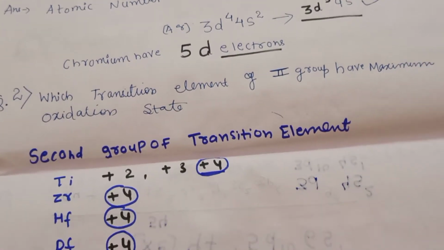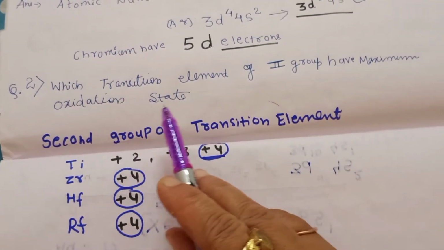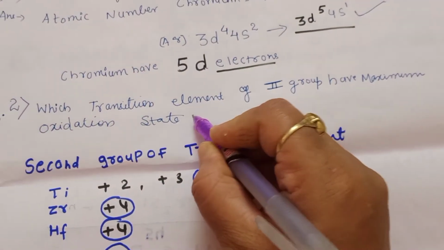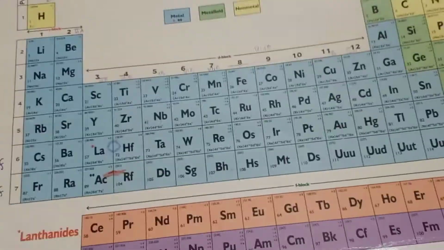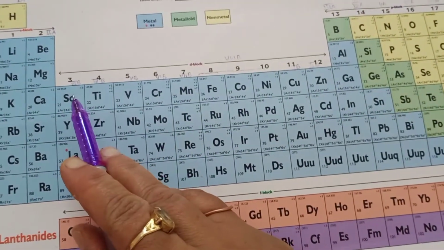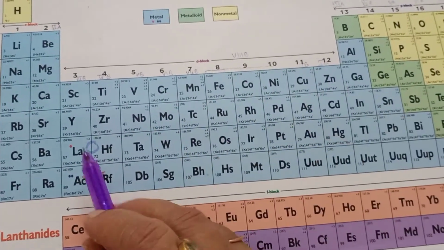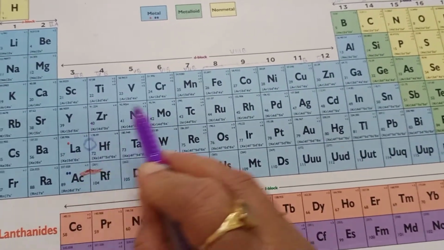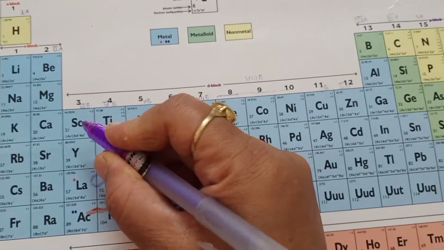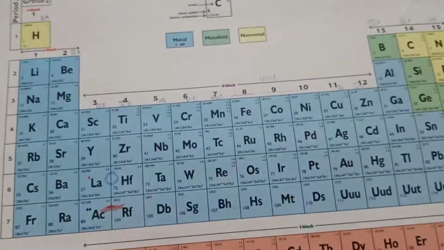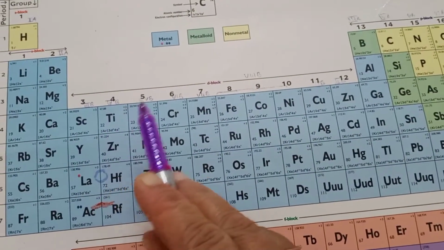Now the next question: which transition element of the second group has the maximum oxidation state? This is a bit confusing question. They have asked which transition element of the second group. So if we see the periodic table, it starts from scandium, and this series has 10 members. Similarly, the yttrium and lanthanum lines also have 10 members. So if we see the transition elements, scandium will be considered as the first group.